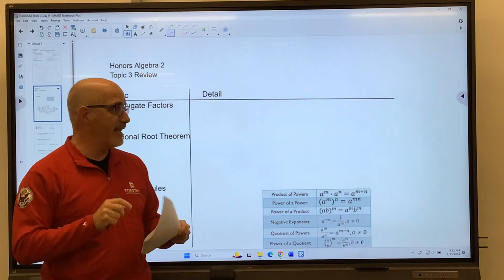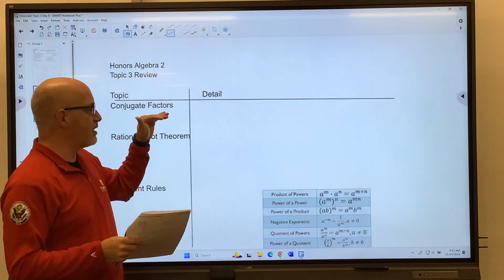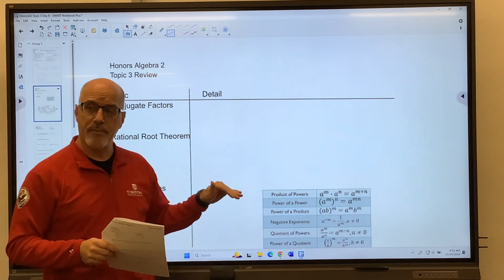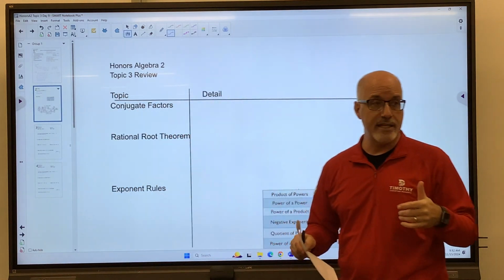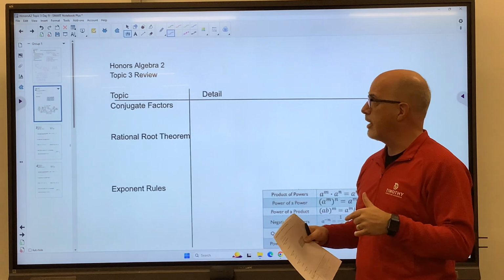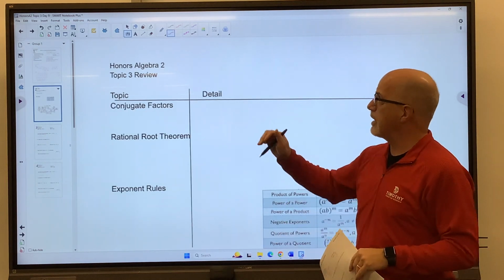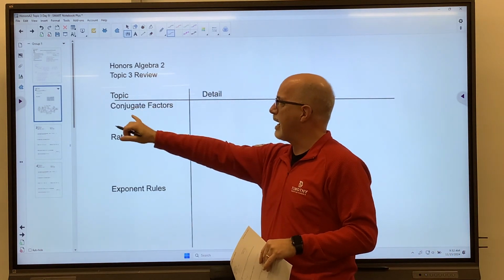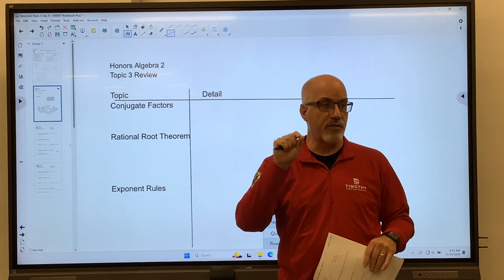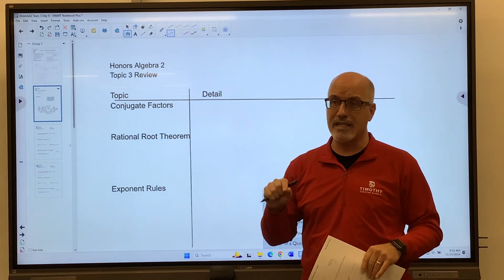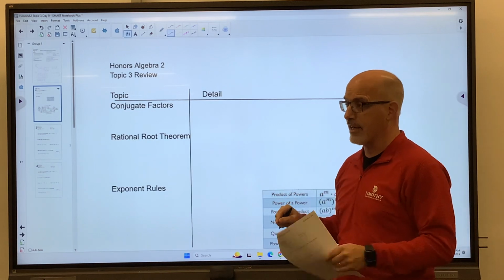Okay, so we're going to take this information, we're going to go ahead and do a couple review type problems, reviewing some of what we do, and then add a couple new ideas for what we're doing for topic 3. So the first thing I want to make sure we point out is that when you have problems that involve square roots or complex numbers, they come in conjugates.